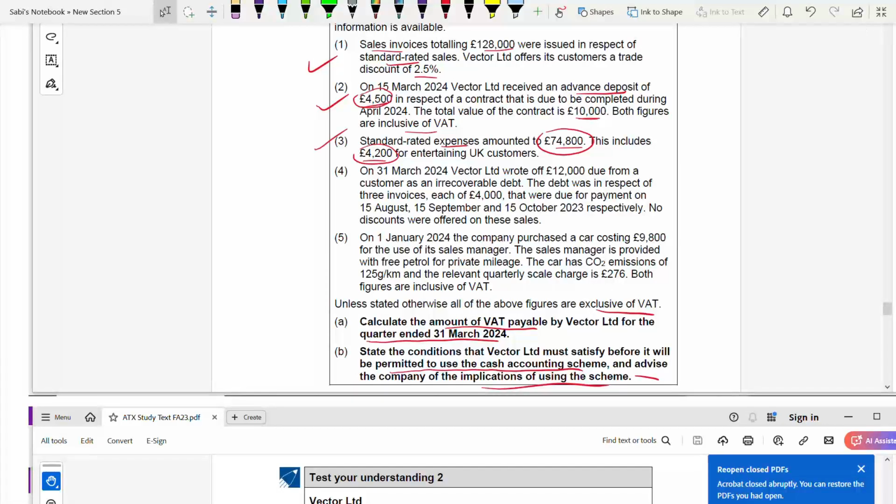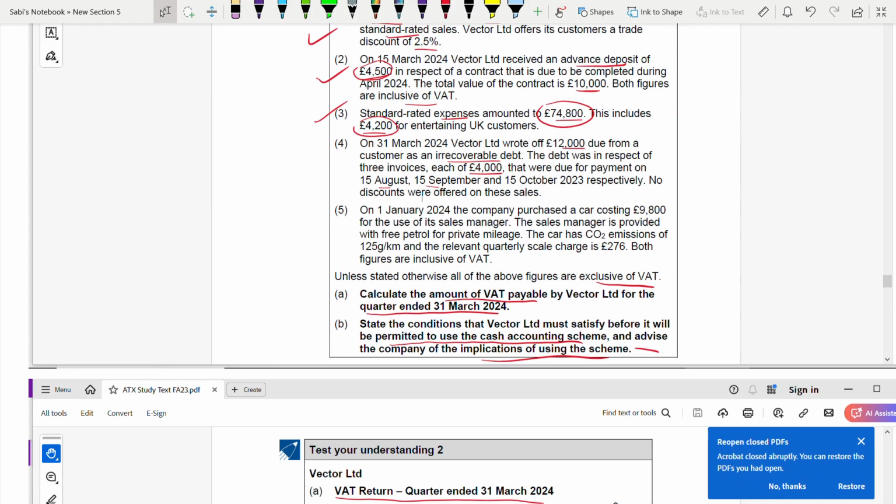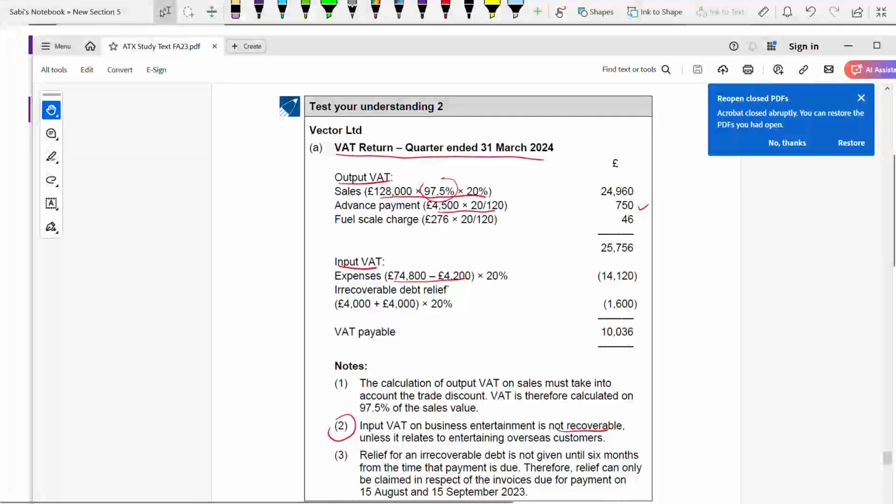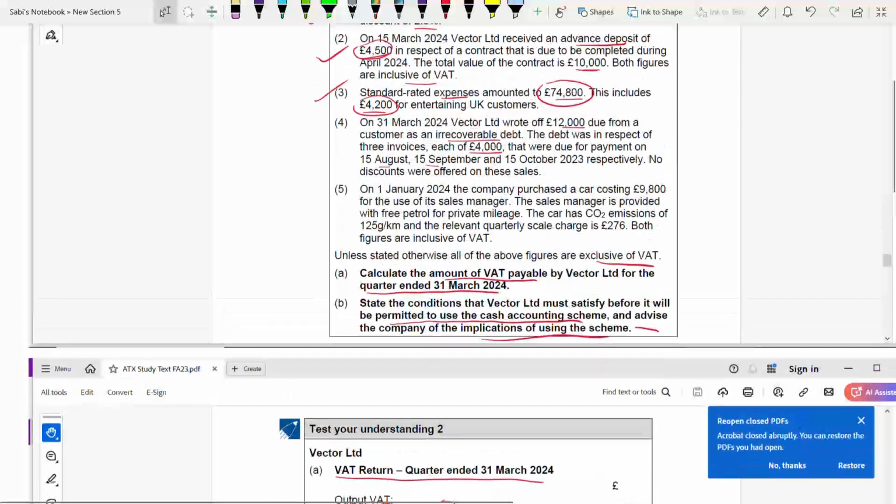Next, they wrote off 12,000 as an irrecoverable debt. This is regarding 3 invoices. The debt was in respect of 3 invoices, each of 4,000. One is 15 August, one is 15 September, one is 15 October. No discounts were offered on these sales. So now what do you do? You get irrecoverable debt relief. Remember, you will only get it for two of the 4,000s, that is 15th August and 15th September, not 15th October. Why?